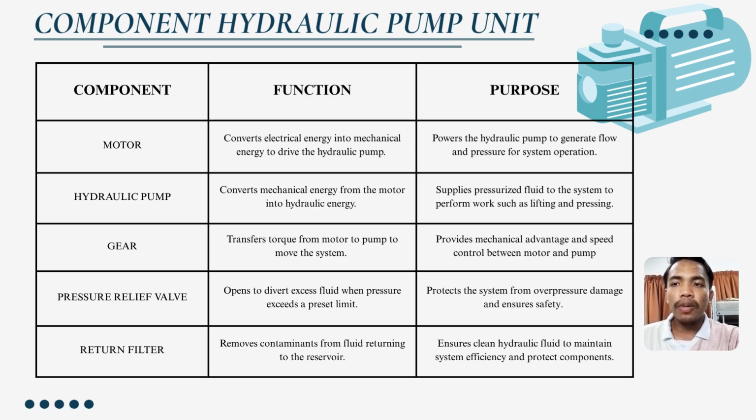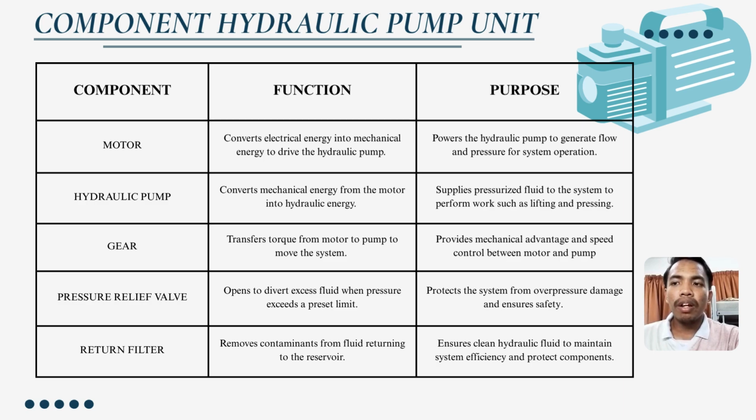Second, the hydraulic pump. Function: to convert mechanical energy from the motor to hydraulic energy. Purpose: supply pressurized fluid to the system to perform work such as lifting and pressing. Third, the gear. Function: transfer torque from motor to pump to move the system. Purpose: provide mechanical advantage and speed control between motor and pump.